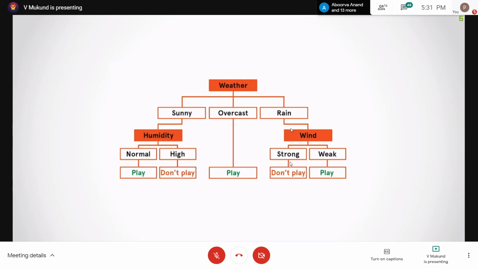So by training the machine using an algorithm, by giving it a certain set of inputs, the machine learns from the given algorithm, and it can predict what will happen on that specific day given the specific parameters. So this is how decision tree classifiers work.